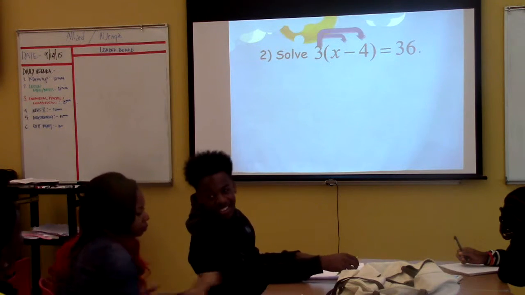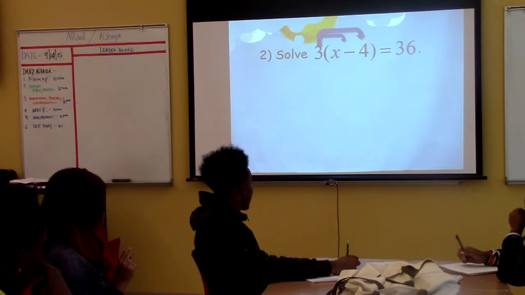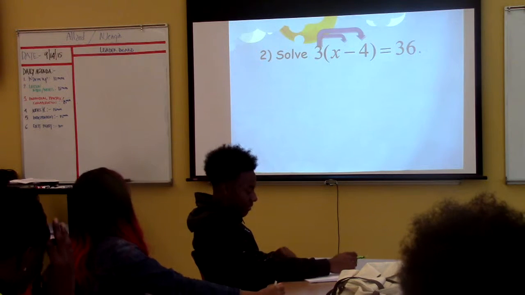All right, so that process is called the distributive property, right? So distribute. Distributing 3x times minus.